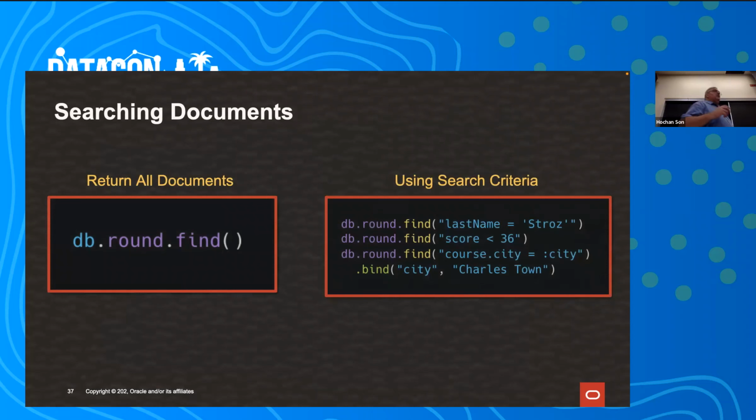Searching documents. You do db.collection.find. That will return every item in that particular table. If you want to do different search criteria, you can do last name equals Stroz. You can do score less than 36. You can put different types of criteria depending on the data you have in the structure. And you can also bind objects. If you see here in the last one, we're actually binding the city property with the text Charlestown.